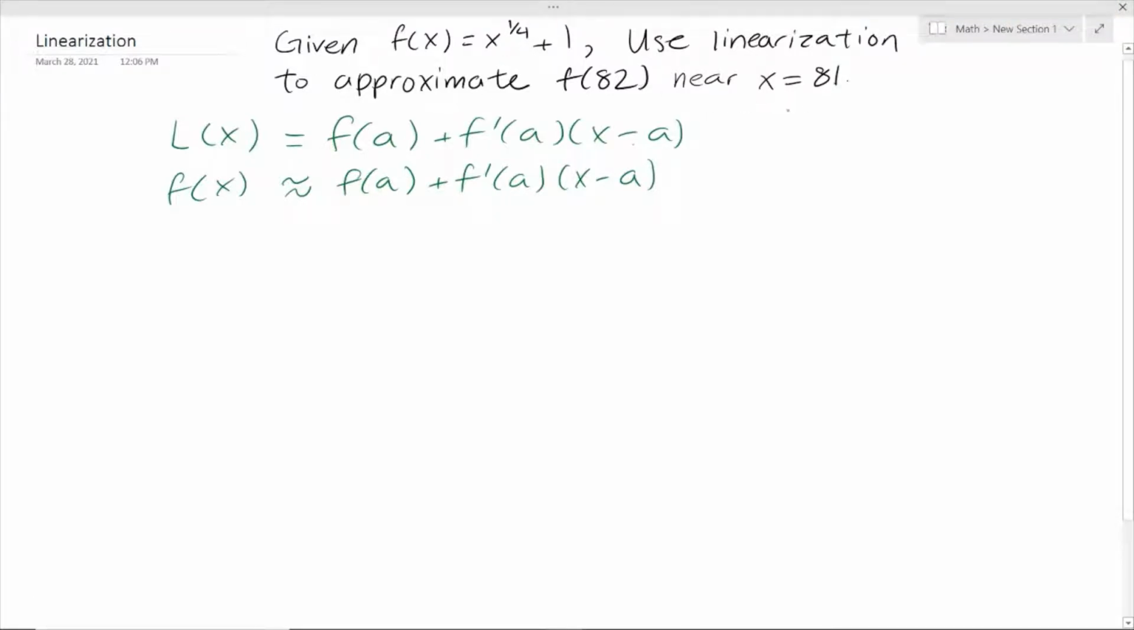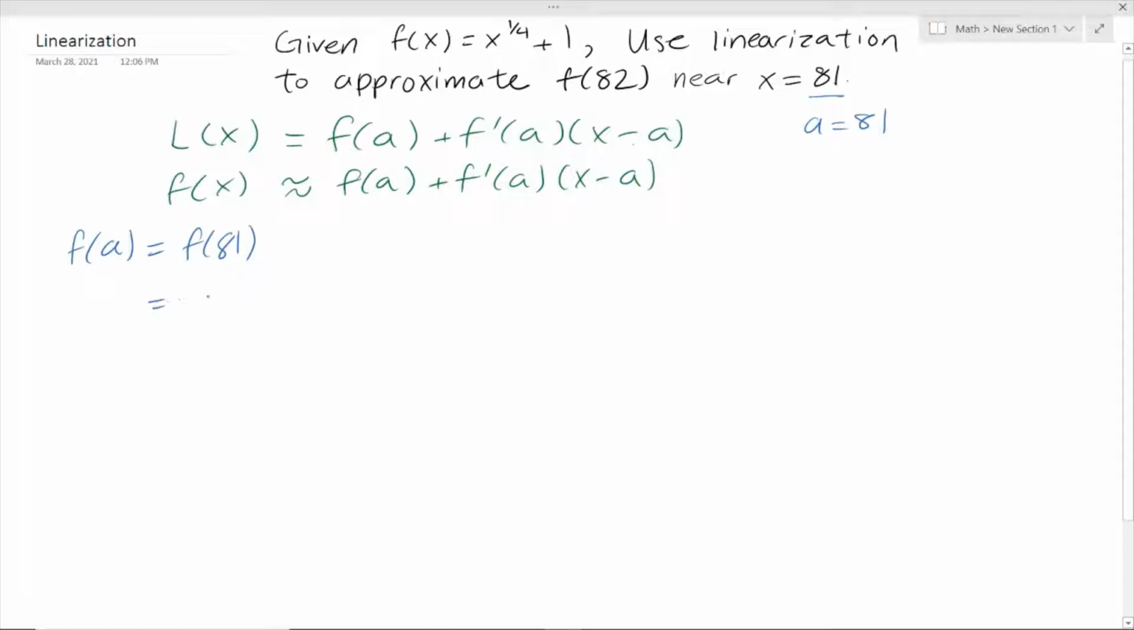In this case, our a is equal to 81, because we are finding f of 82, but we will be able to plug a equals 81 just into the function like that. So our a is 81 because it's near 81. First we're going to find f of a. So f of a is going to be equal to us just plugging in f of 81, because our a is 81.